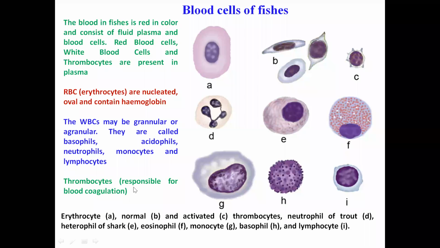Here you can see that A is the normal erythrocyte. B is the activated erythrocyte or RBC. Then C is the thrombocyte, or the neutrophil. D is the heterophil. E is the eosinophil. This is the monocyte, this is basophil, and this is the lymphocyte. So these are the different types of blood cells which are found in the fishes.